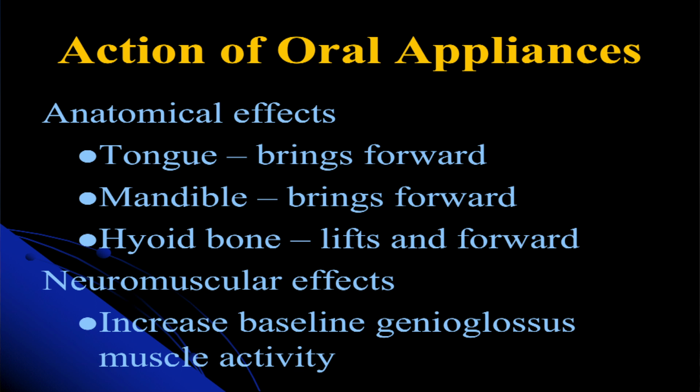Then there are neuromuscular effects. There's an increase in baseline genioglossus muscle activity. There's muscle tone, it stiffens up the muscle. Now this is important because when we get into combination therapy, this is how oral appliance therapy helps the CPAP, by stiffening up the muscle actually. Now the anatomical effects, if you read the studies, it not only opens the airway anterior-posterior, but also laterally.